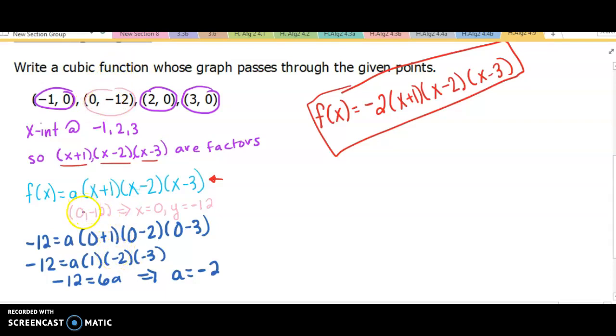So if I plug my 0 in for x and my -12 in for y, I get this. Then I just solve for a, and I get a to be -1/2. After I get that a is -1/2, I just plug it in over here, and my equation should be f of x equals -1/2 times (x plus 1)(x minus 2)(x minus 3).